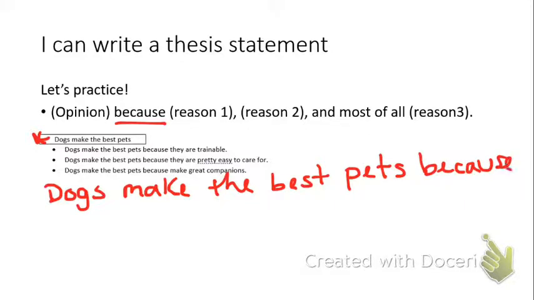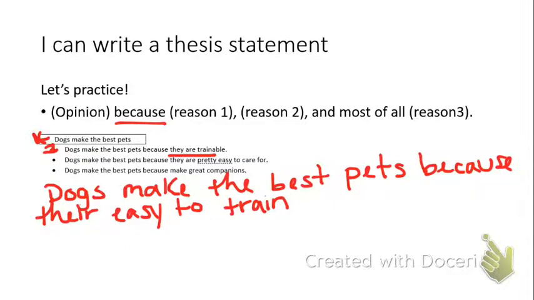That's the nice thing about thesis statements, is you've already done all the thinking. You just kind of have to put it together. Well, reason one is right here, and I'm going to write because dogs make the best pets because they are trainable. And I actually don't like the wording, so I'm going to say they're easy to train. They're easy to train. Okay, got that.